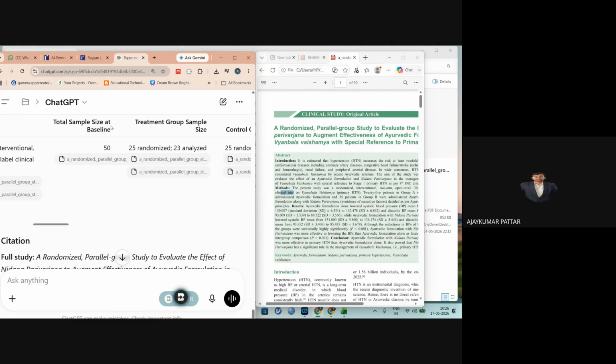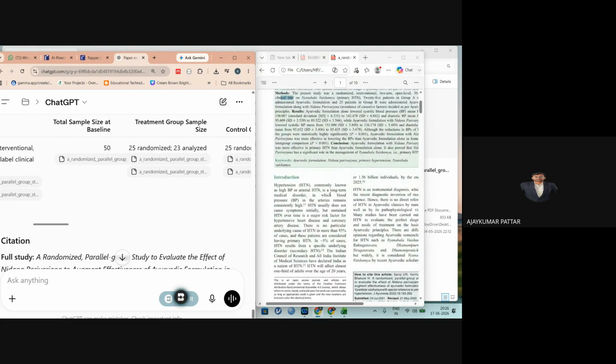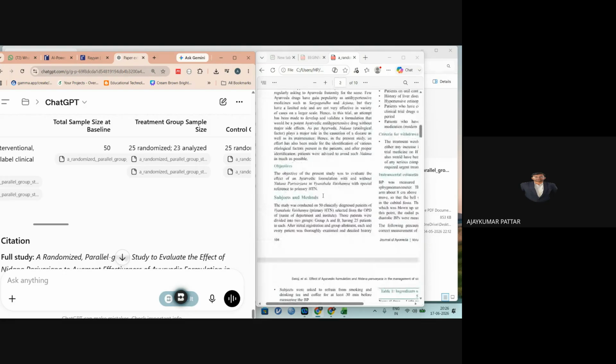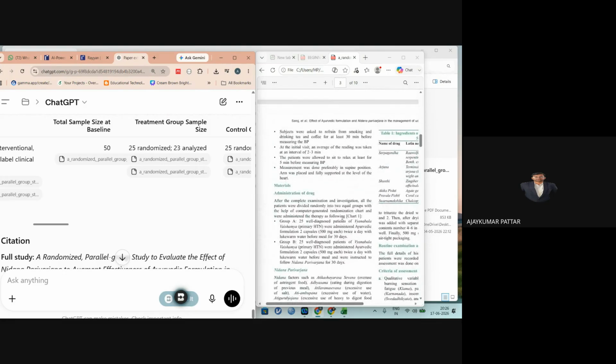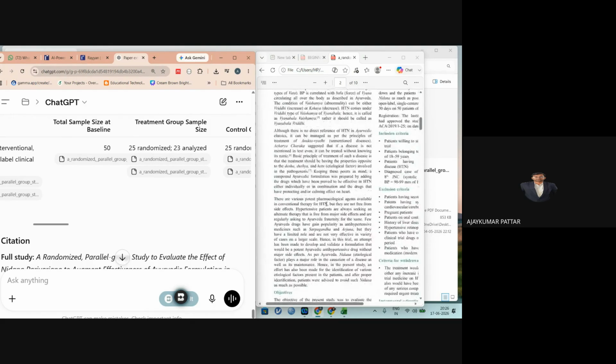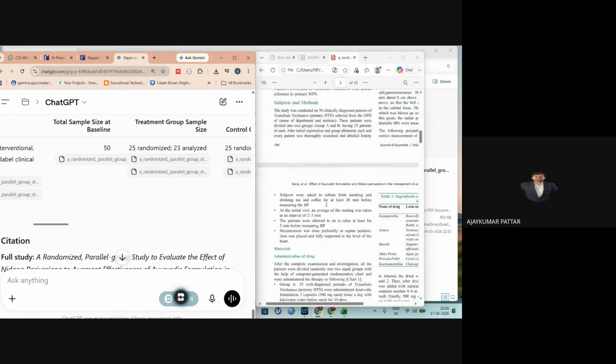Then total sample size at the baseline. How many people have they taken? They have taken group A and group B. The study was conducted on 50 clinically diagnosed patients of Vanabala Vishwamata, that is hypertension. So the baseline sample is 50. That is the total sample size. So 50. Treatment group sample size.